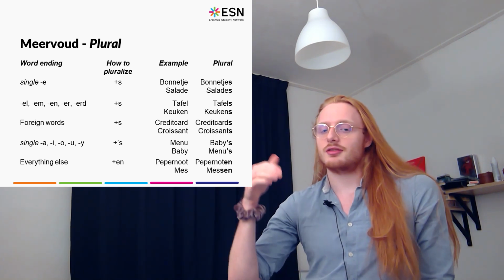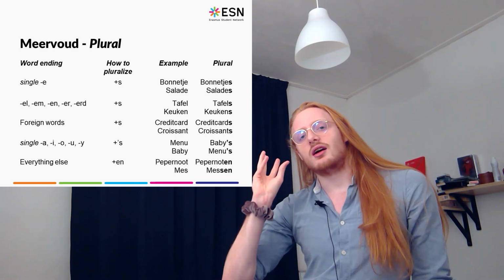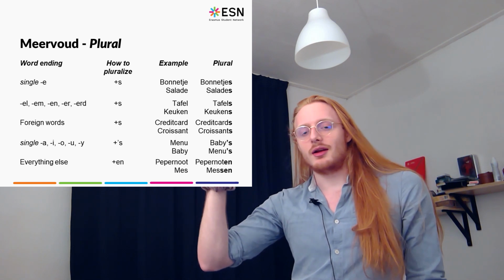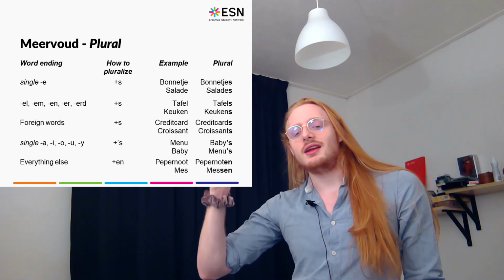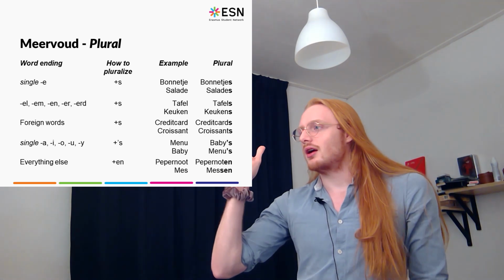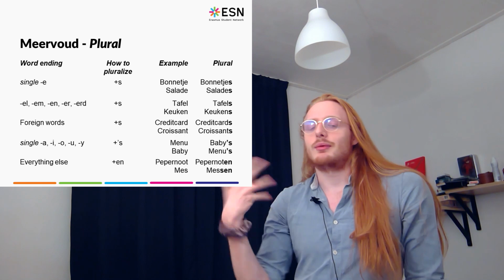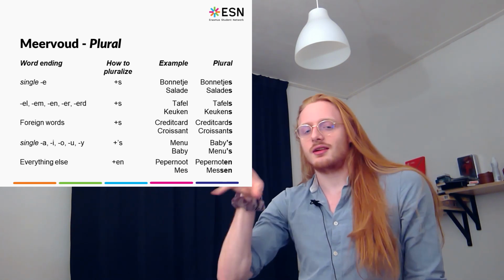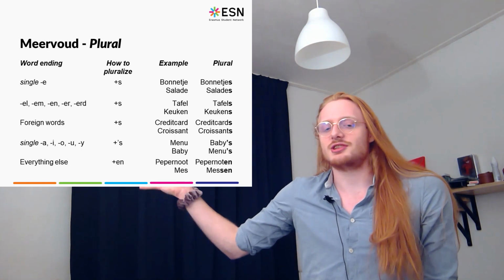And mes, knife, becomes messen with two S's. We need to preserve the lax vowel sound of the e, and we do this by having two S's after the E. If we only had one S, it would be pronounced mesen, because then it would be tense. If we have vowel, consonant, vowel, then the first vowel is pronounced tense. And we don't want that, because if we have vowel, consonant, word end, it's pronounced lax, like mes. So that's why we add another S for messen.